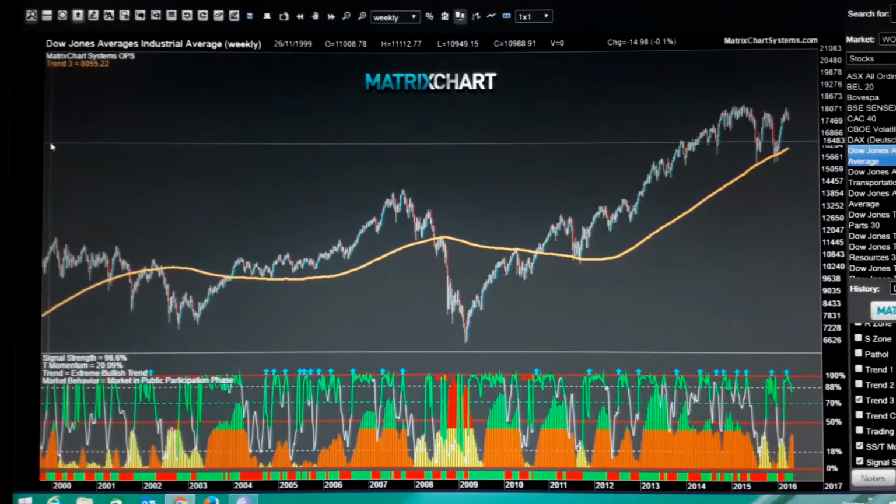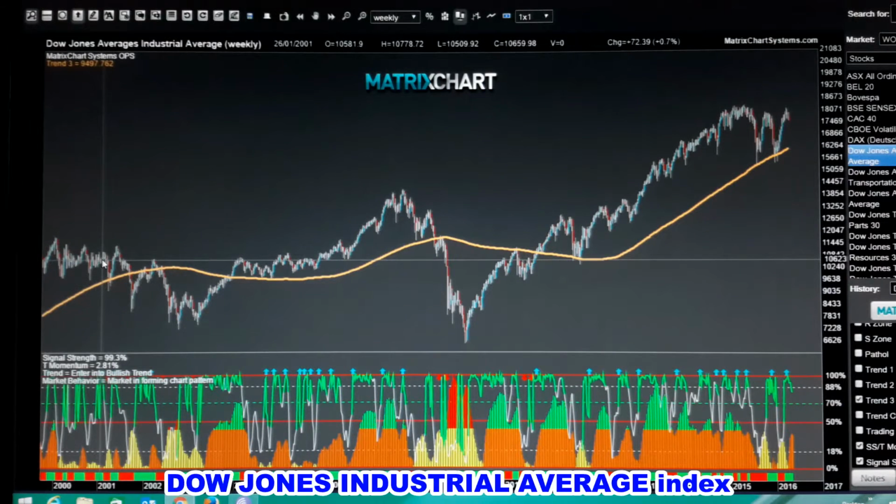Well, let's take a look at the market leader, the Dow Jones Industrial Average. I have zoomed out to a long time frame over here. As you can see, this is the 2007-2008 Lehman Brothers crisis, and after that it had a solid major uptrend.